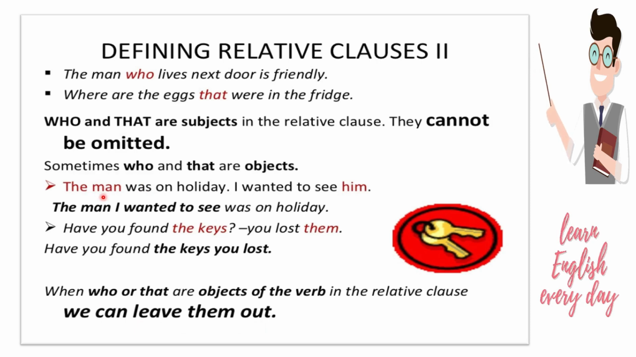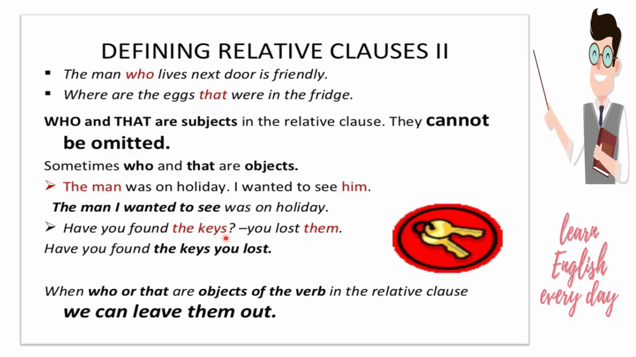So it can be out of the construction. Like this: the man was on holiday. I wanted to see him. Him and the man are two similar expressions. The man I wanted to see was on holiday. See, right? There is no use of who or that in the sentence. Here they can be omitted or deleted.